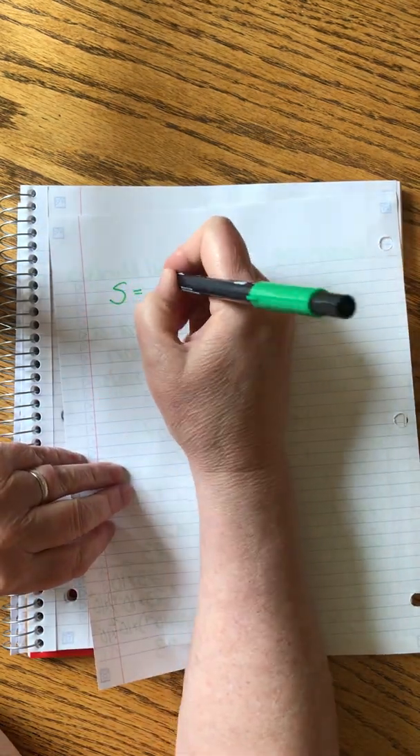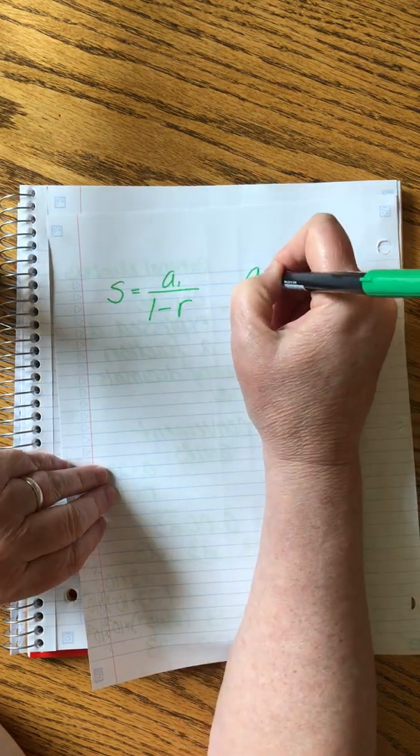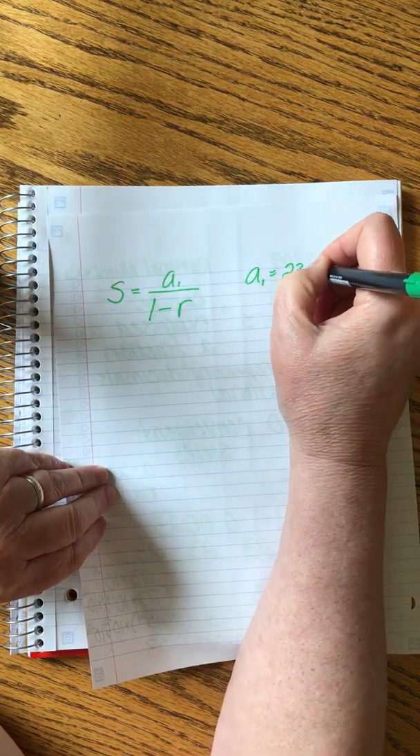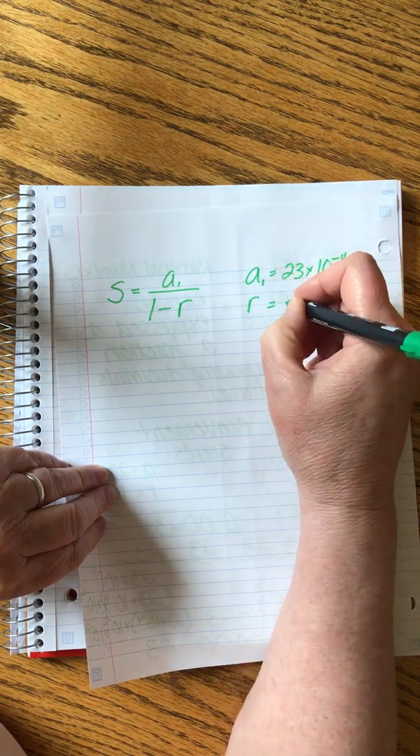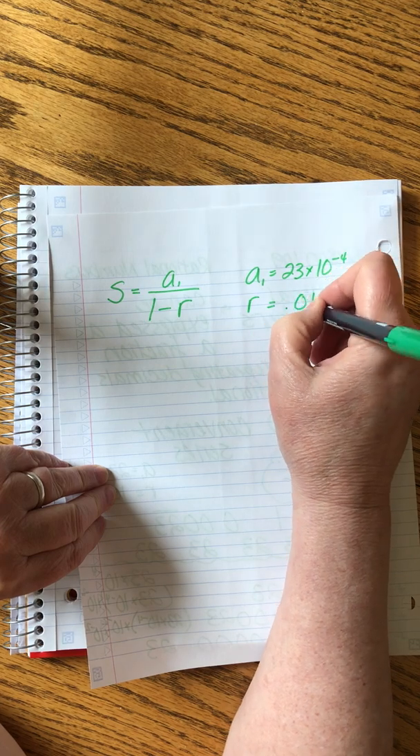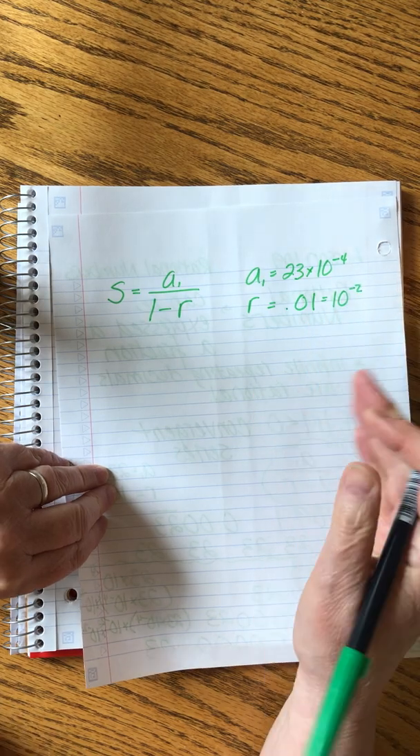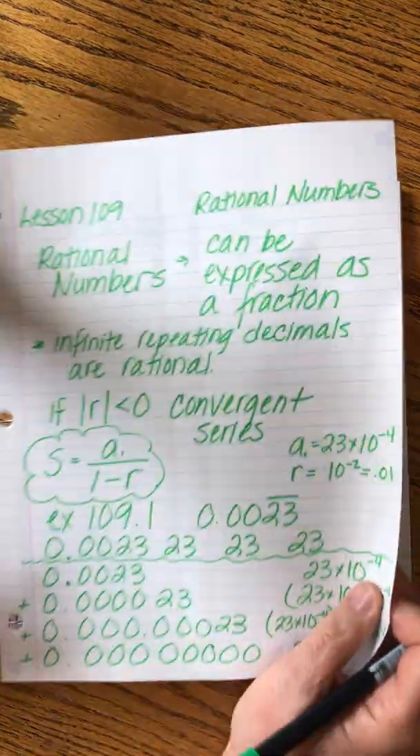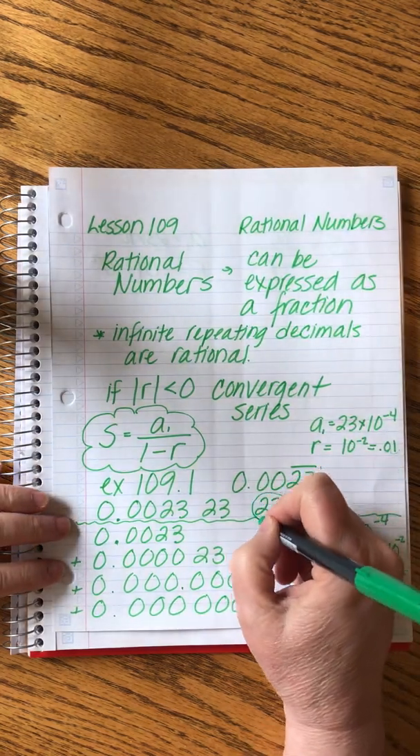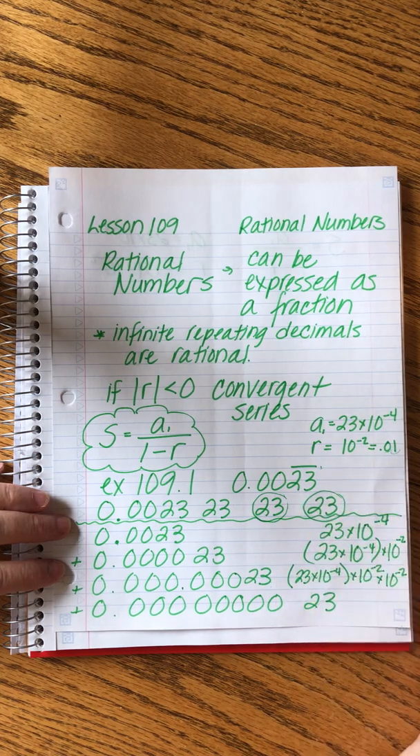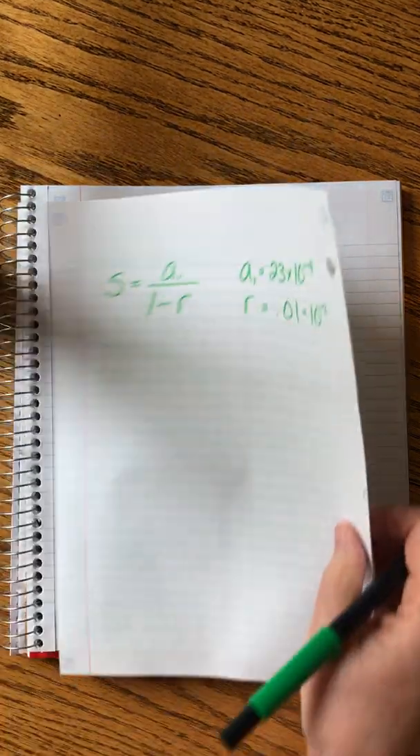The total of the geometric series is the original amount over 1 minus r. Our original amount is 23 times 10 to the minus 4, and our common ratio is, I'm going to write it as 0.01 here because I want to subtract it. It was also equal to 10 to the minus 2 because we kept jumping back 2 more decimal places each time. Now, I just want to point out to you, how many decimal places repeated in our number? 2. Our common ratio was 10 to the minus 2.